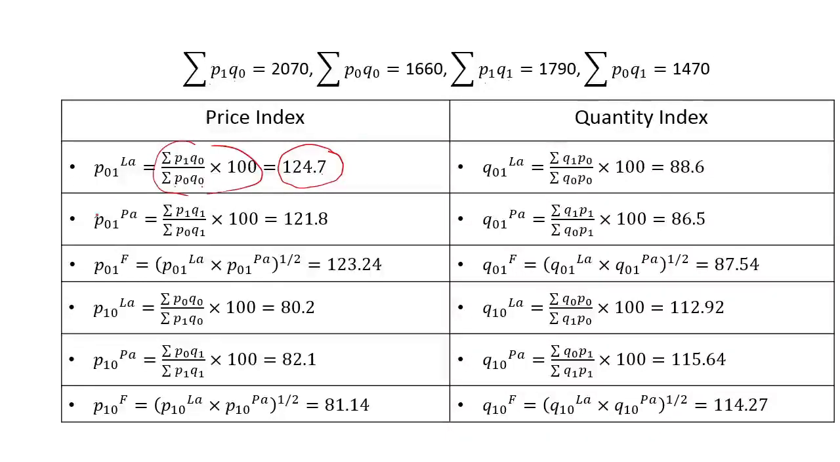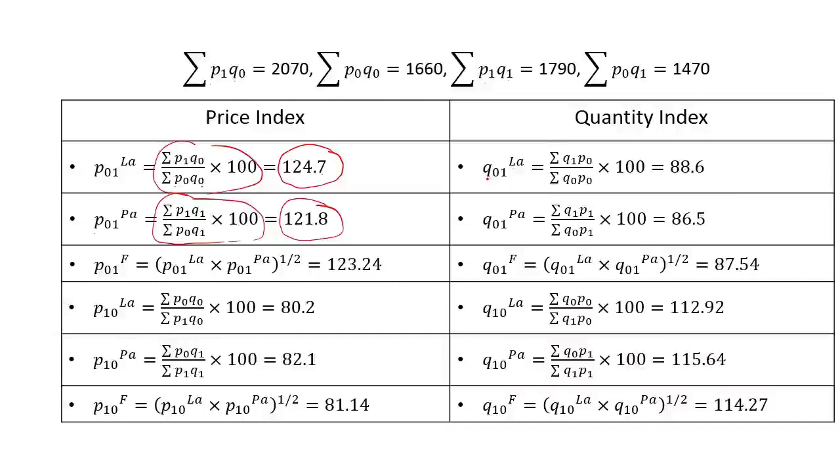The same way I have constructed the Paasches price index number for the current year with respect to the base year. This is the formula that we have worked with earlier. We already know how to calculate these things. So I have substituted summation P1 Q1, summation P0 Q1 here in this formula, and I get 121.8. So like this, we have calculated all these values.